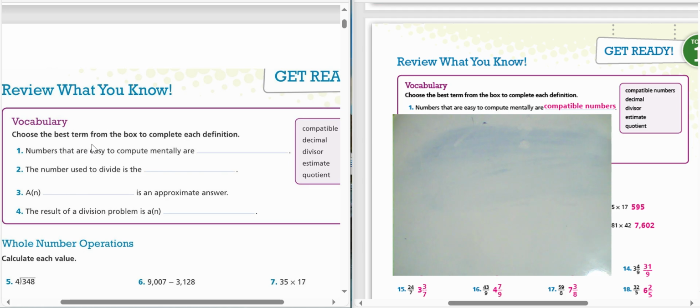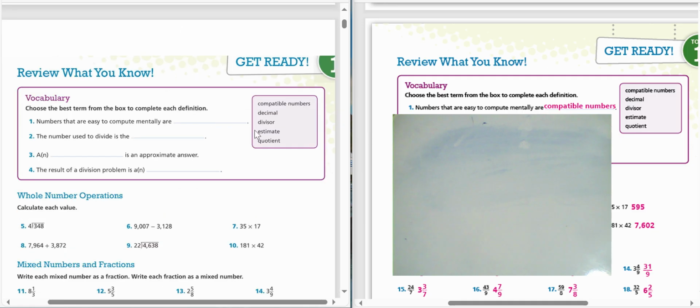Choose the best term from the box to complete each definition. Number 1. Numbers that are easy to compute mentally, we call them computable numbers. Computable numbers. Numbers that are easy to compute mentally, we call them computable numbers.